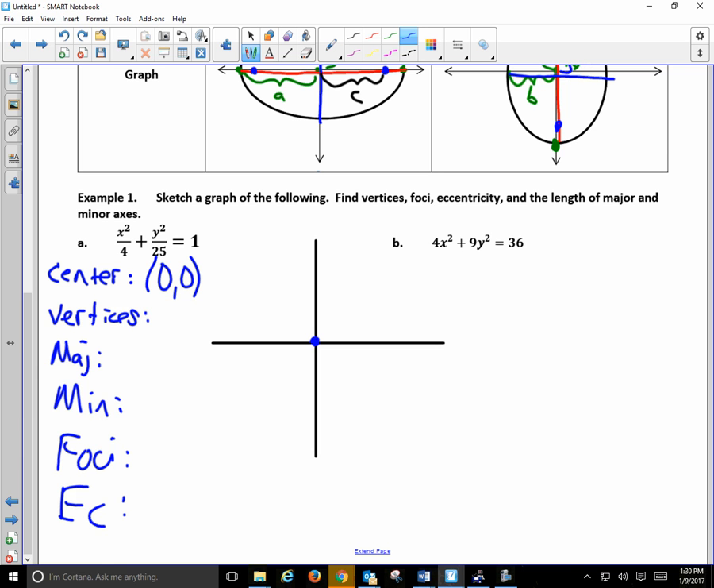How many units will this ellipse be stretched vertically? 5. Why? You pulled the 5 from the 25. It sits underneath the y squared, so 5 units in the y direction. So if I make this a 5 by 5, is that going to be sufficient to be able to graph it? Yeah. So I can figure out my scale for my graph.